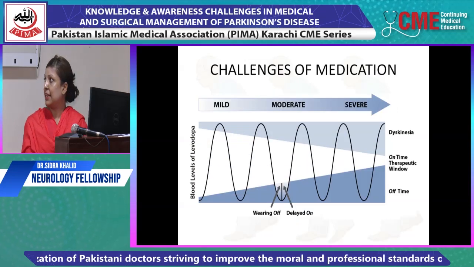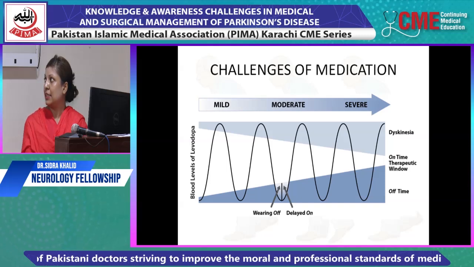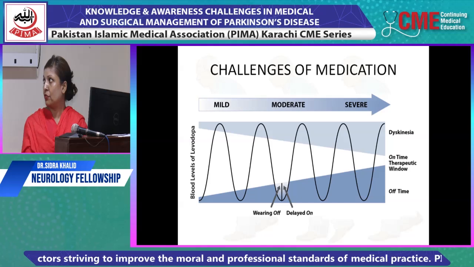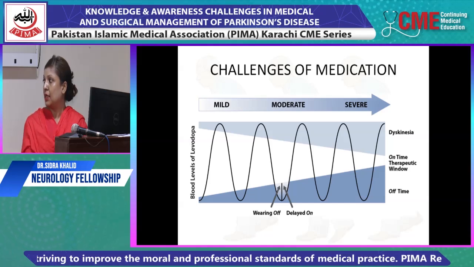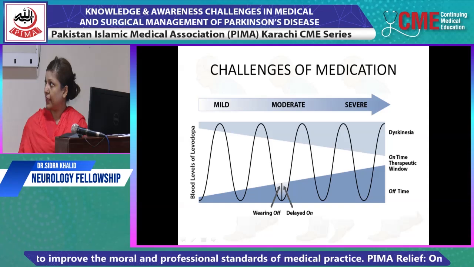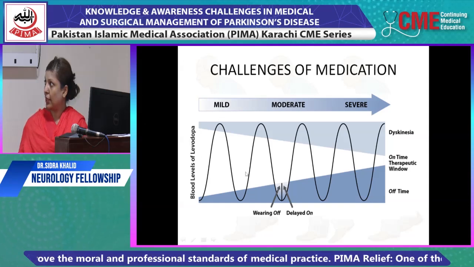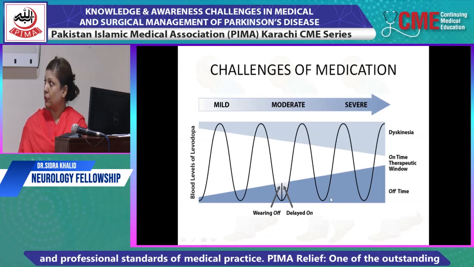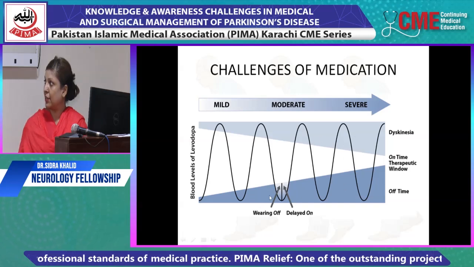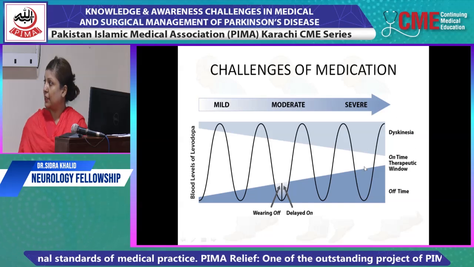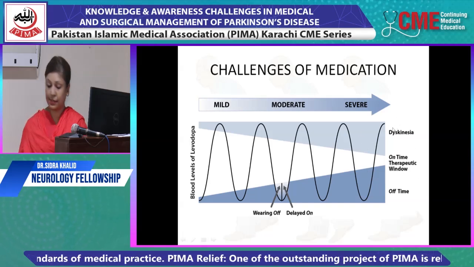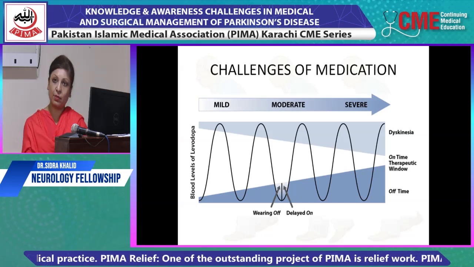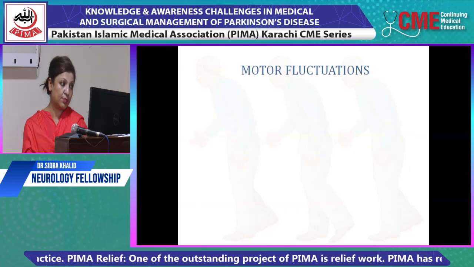Now, what are the common challenges of medicine? As the disease progresses, the number of dopaminergic neurons reduces within the substantia nigra. Initially, there is a honeymoon phase in which there is more active levodopa available to the brain. But as the disease progresses, the number of neurons dies and phenomena like delayed on and wearing off occur. Moreover, at the end of the disease, the troublesome dyskinesias appear. So we have to deal with all the motor complications associated with Parkinson's disease, especially in advanced stage.